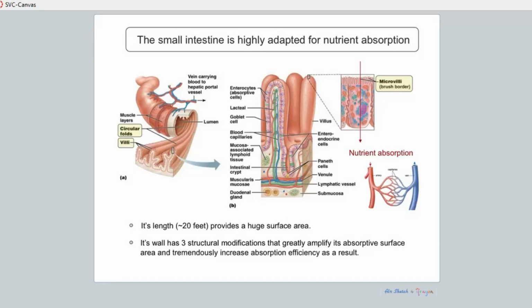But the third modification is if we look at one of these simple columnar cells here and take a look at it, you have what are called these microvilli, which are these small extensions of the plasma membrane of these individual simple columnar cells. And those are going to be very important as well.